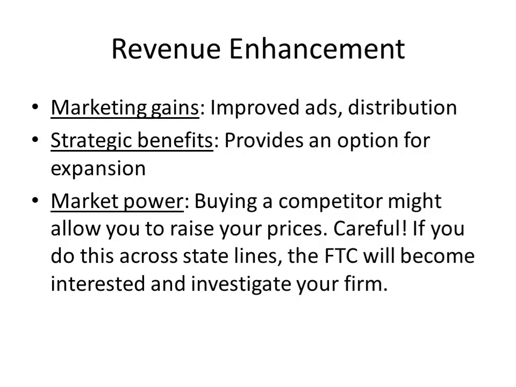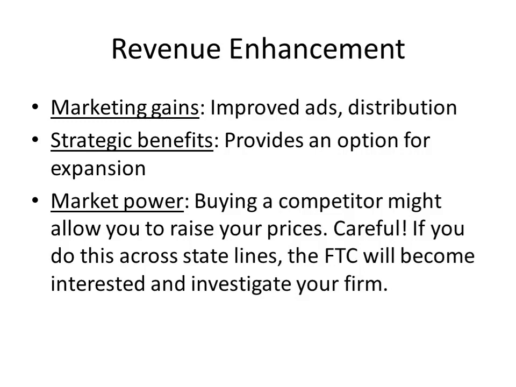Next, we talk about strategic benefits. And the idea here is that the acquisition provides an option for expansion. For example, Procter & Gamble bought Charmin. Charmin's a toilet tissue company. Do you think Procter & Gamble was only interested in making toilet tissue? It turns out that the same technology to make toilet tissue can be used in lots of other areas, for instance, paper towels and facial tissues. And so by buying Charmin, Procter & Gamble purchased an option for expansion into these other areas.